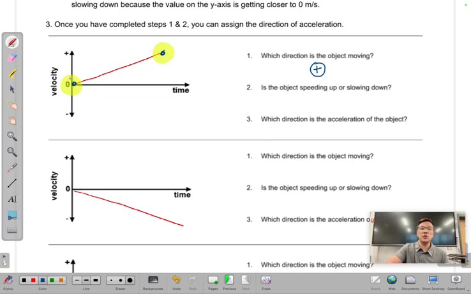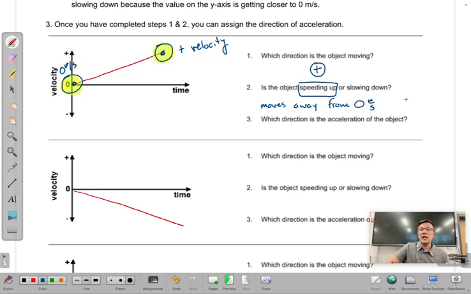Now, is it speeding up or slowing down? As we already mentioned, this object starts over here at 0 meters per second, and then it goes over here to a positive velocity. I don't know exactly what that number is, but I know it's greater than 0. So that means that this object had to be speeding up, and the reason for that is that the line moves away from 0 meters per second.